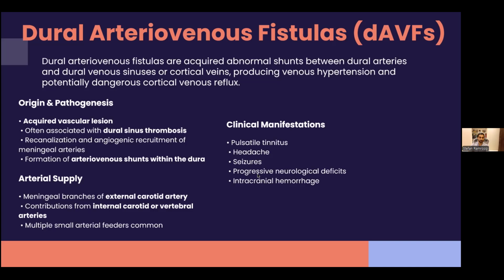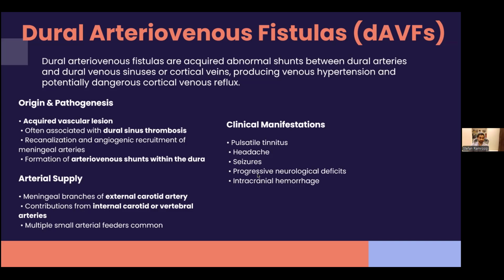Dural AV fistulas are generally acquired lesions rather than congenital malformations, and they're commonly associated with dural venous sinus thrombosis, trauma, surgery, or other conditions that produce venous hypertension. These factors end up stimulating angiogenesis within the dura and lead to the development of abnormal arteriovenous connections. Clinically, these patients can present with pulsatile tinnitus, headaches, seizure, focal neurological deficits, or intracranial hemorrhage.